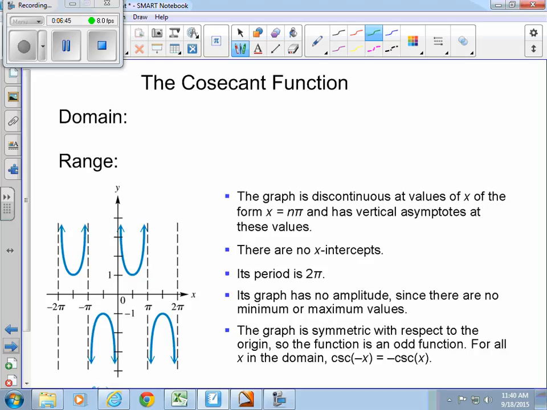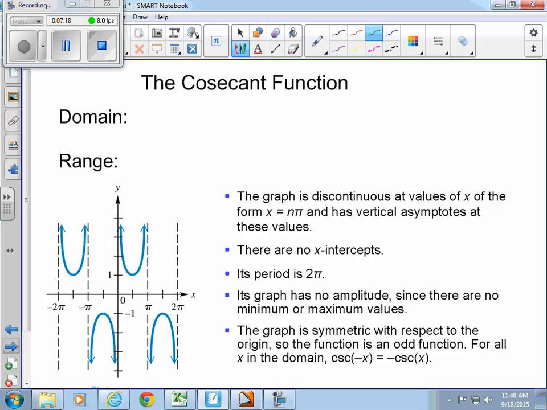The period is still 2 pi. It takes 2 pi for it to repeat because it's a reciprocal of sine. It doesn't have an official amplitude. We'll still talk about amplitude, but just know it's really not amplitude anymore, because this graph does not have a maximum value. Does that make sense? It continues on forever. So there's no technical amplitude. Again, we'll talk about the A value, but it's not really amplitude.